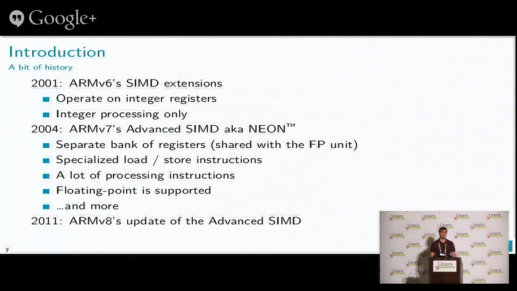So I thought I'd give you a little history of ARM's SIMD technology. In 2001, ARMv6 was announced, and it had some SIMD extensions. They were operating only on the integer registers and could only process integer values. The idea behind this was to process, for example, 2 16-bit quantities in a single 32-bit integer register. In 2004, ARMv7 was announced, including the advanced SIMD, aka NEON technology. It was using a separate bank of registers shared with the floating point unit, had a few specialized load store instructions which were separate from the standard integer load store instructions, and added a lot of processing instructions. Floating point was supported too, and many more features. I'm not going to do an exhaustive presentation. In 2011, ARMv8 was introduced, and with it came an update of the advanced SIMD technology.